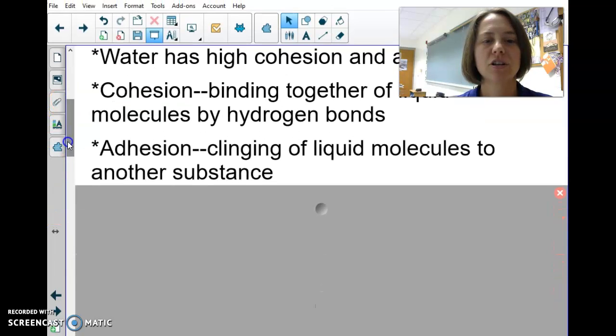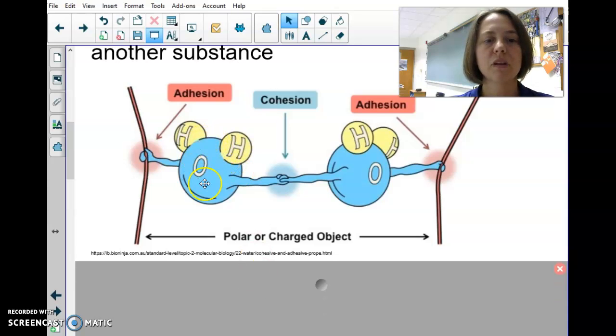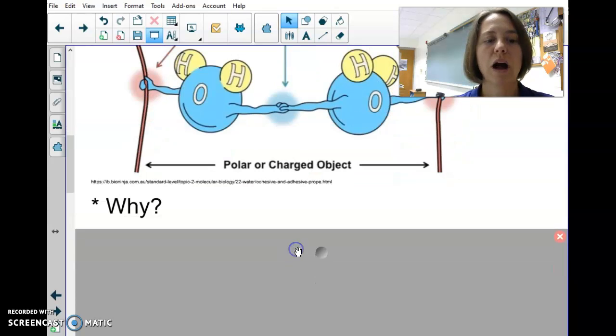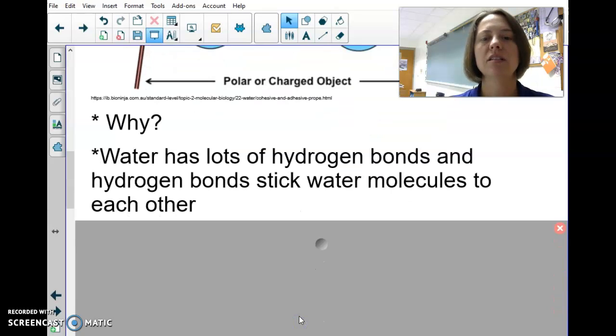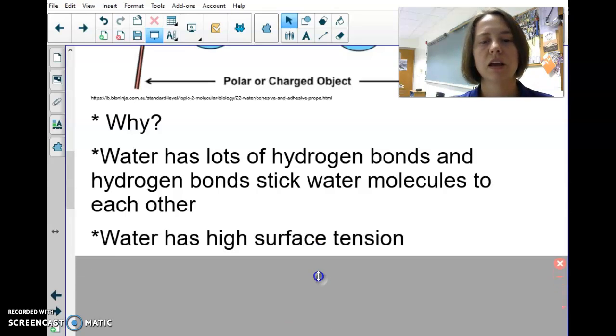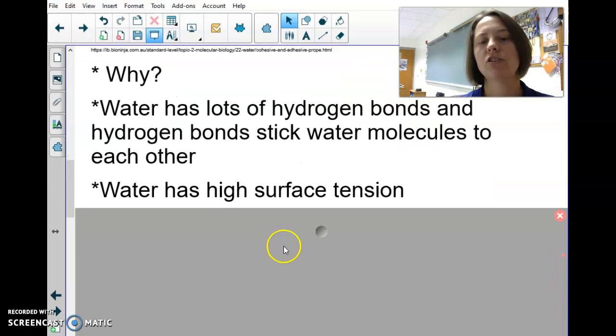Let's take a look at a picture that helps illustrate this. So we have a water molecule clinging to something else like glass, that's adhesion, and a water molecule clinging to another water molecule, that's cohesion. And this would be a hydrogen bond. So why does water do this? Water has lots of hydrogen bonds, and hydrogen bonds stick water molecules to each other, so that would be cohesion. And then they also help stick it to other polar objects, and that would be adhesion.